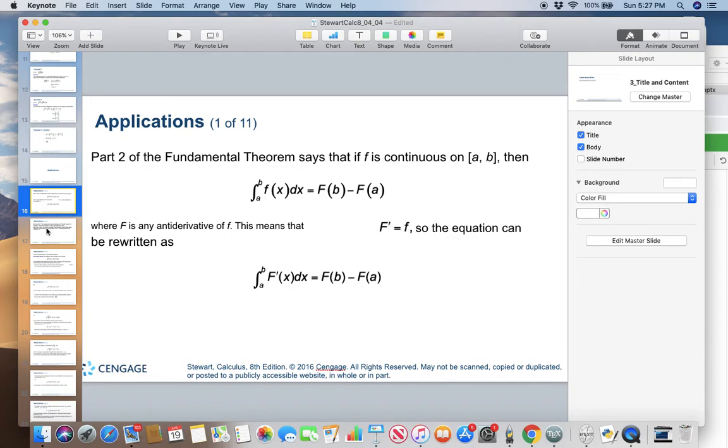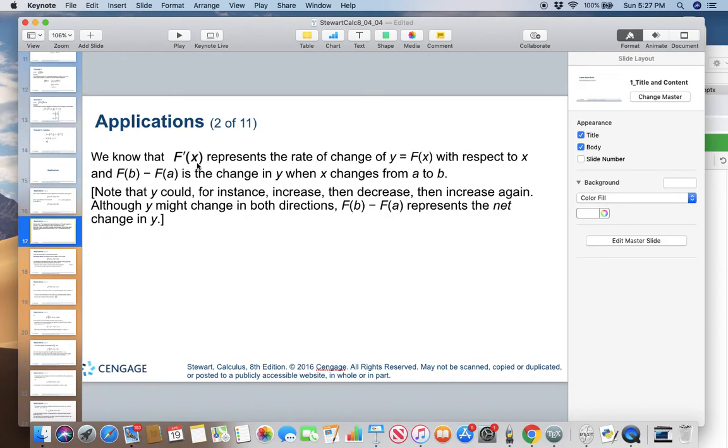But this has an important understanding. Capital F prime represents what? It represents the rate of change of y equals f(x). Derivative always represents the rate of change with respect to the independent variable. Whereas what is the meaning of capital F(b) minus capital F(a)? It is simply the change in y when x changes from a to b. So derivative means rate of change, whereas F(b) minus F(a) is simply change in y.